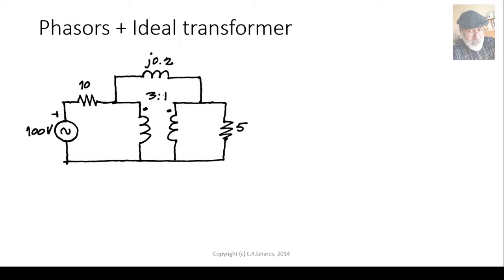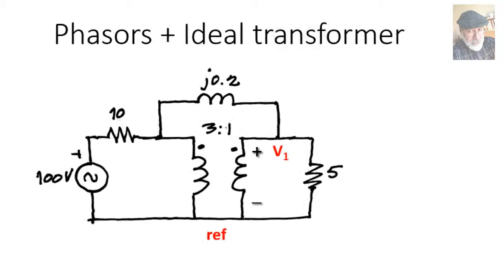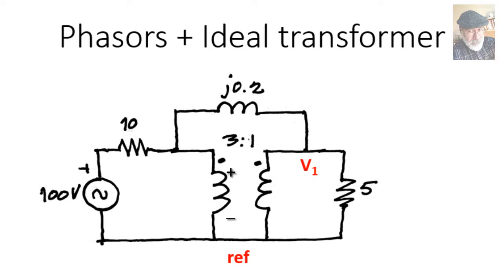Fine, let's solve that. Reference V1, but the voltage on the left is not really independent. I'm not going to give it another name. I will not call the one on the left V2. No, we know that according to the ideal transformer, the voltage on the left node is going to be 3 times V1.